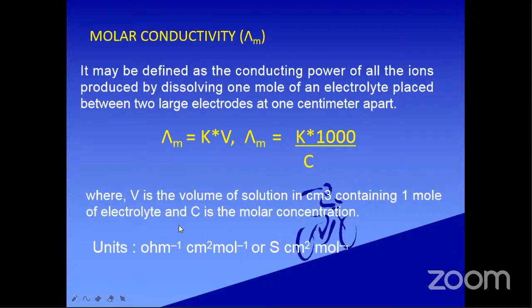So what are the units for lambda m? Ohm inverse, centimeter square, mole inverse. These units are important, asked many times. So lambda m, the molar conductance, equals ohm inverse, centimeter square, mole inverse, or Siemens centimeter square mole inverse. This is the unit for the molar conductance.